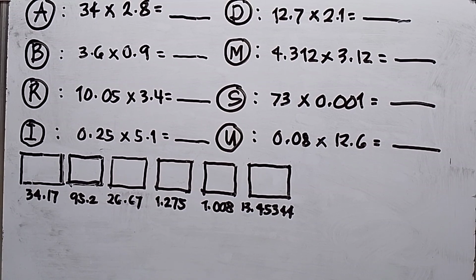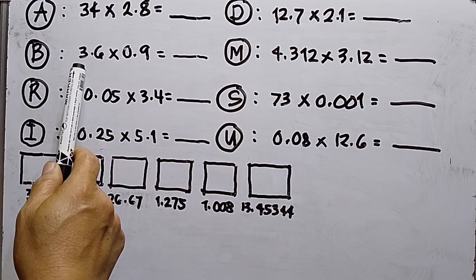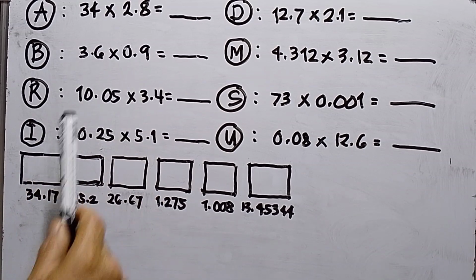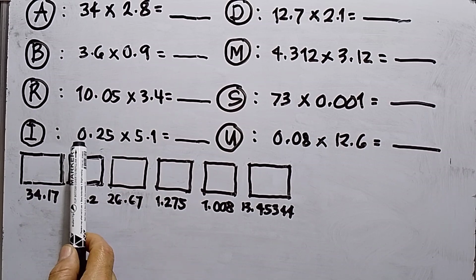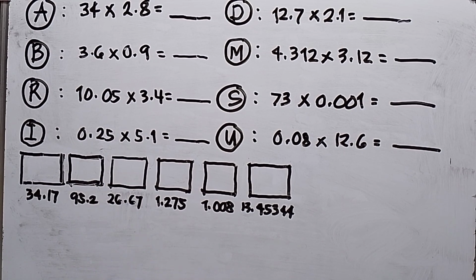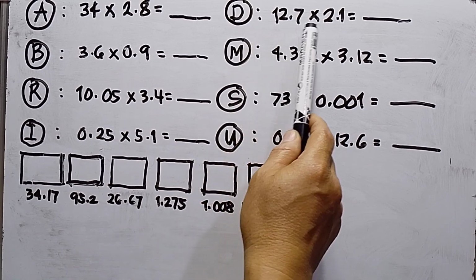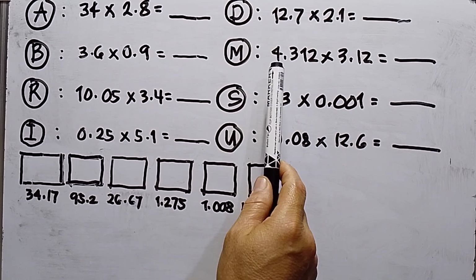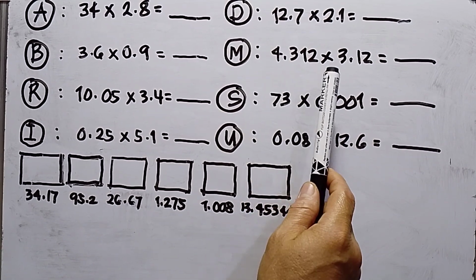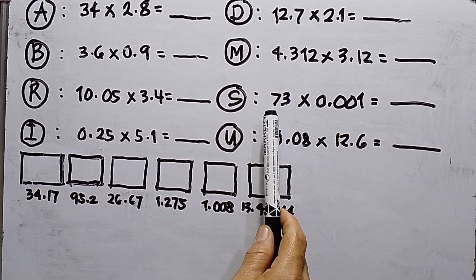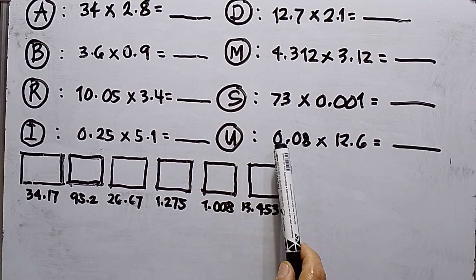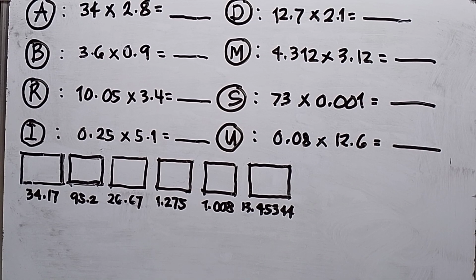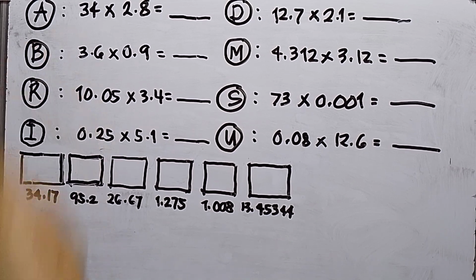Okay? So for letter A, I have 34 times 2.8, and then letter B, 3.6 times 0.9, then letter R, 10.05 times 3.4, and then letter I is 0.25 times 5.1. Letter D, 12.7 times 2.1. Then letter M is 4.312 times 3.12. Then letter S, 73 times 0.001. And the last letter is letter U, 0.08 times 12.6. So let's try letter A.